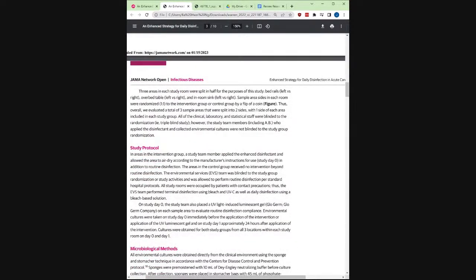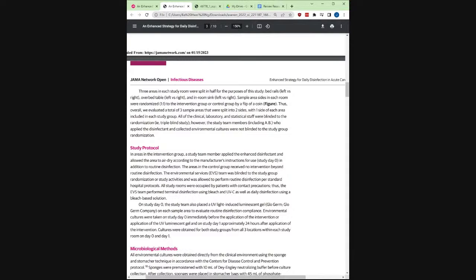And now I think this one we mentioned before. Three areas in the study room were split in half for the purpose of the study: bed rails, the table, and the sink, left versus right. And then the sample areas in each room were randomized 1-to-1, half side. And so overall, they evaluated three sample areas and one on each side in each study group. Okay, so now let's talk about blinding.